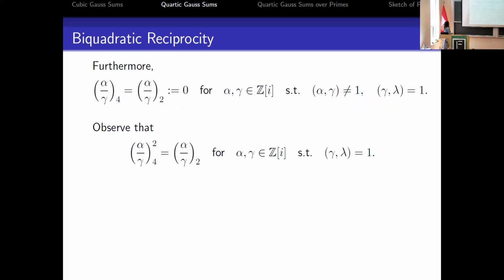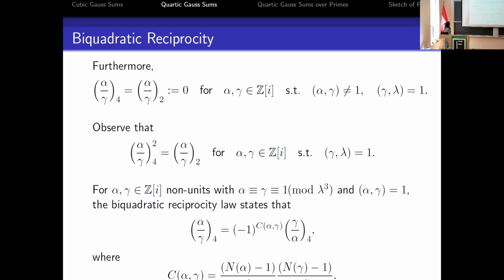This is a really simple observation, but extremely important in our work: when you square the quartic residue symbol, you get the associated quadratic residue symbol. And we also have a notion of biquadratic reciprocity here, expressed by this formula.